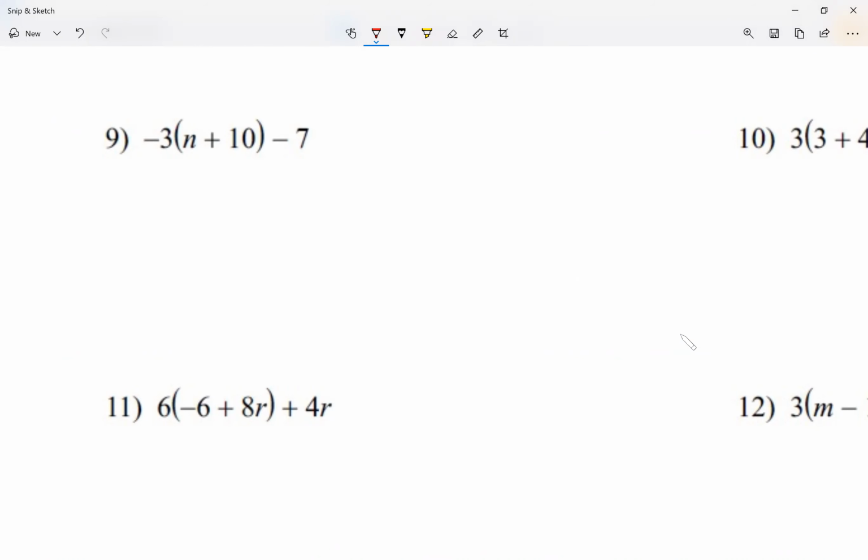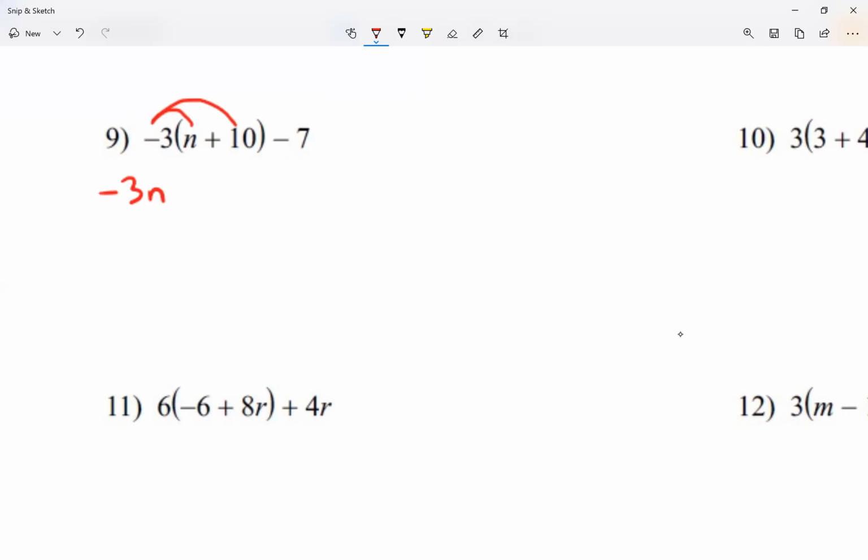I usually expect more than one term. Most of the time it's two, but sometimes it might be three or more. So in this case, let me multiply the term on the outside. In this case, at -3, I'm gonna go -3 times n, and then -3 times a +10. Now, when I multiply a number with a variable, I just combine them. So -3 times n, I'm just gonna call that -3n.